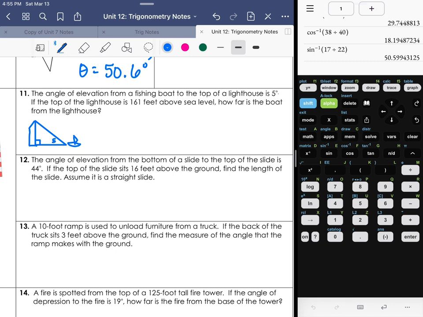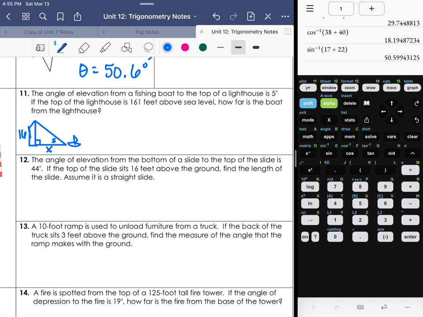The lighthouse is 161 feet, I said degrees, above sea level. So that means this opposite side is 161 feet. How far is the boat from the lighthouse? So you want to know this: how far in does that boat need to sail to get to the lighthouse?